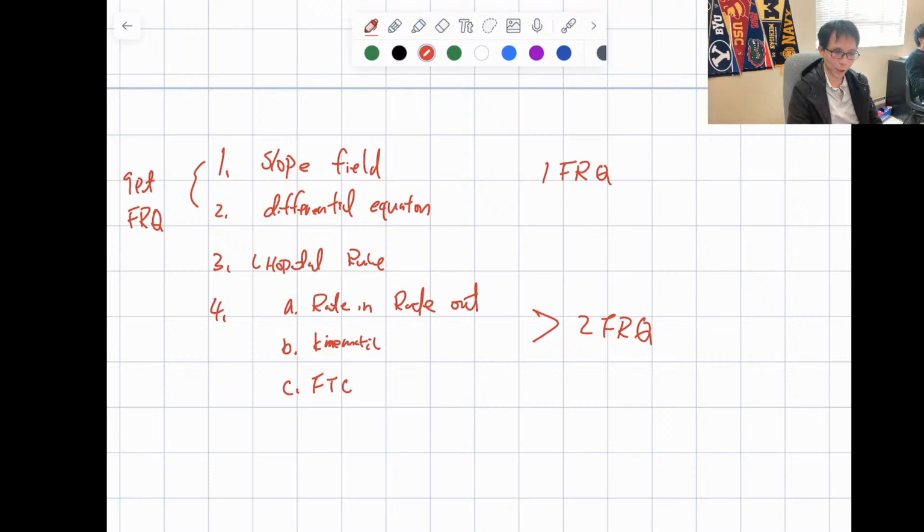Okay, so 2 FRQ and 1 FRQ and L'Hopital's rule. So L'Hopital is its own thing, and that's not an FRQ. Okay. So it's either slope field or differential equation, and then it's 2 of rate in/out, kinematics, or FTC. Yep. So you have 3 FRQ, plus L'Hopital's rule. So if I were you, I'd finish the differential equation really fast.